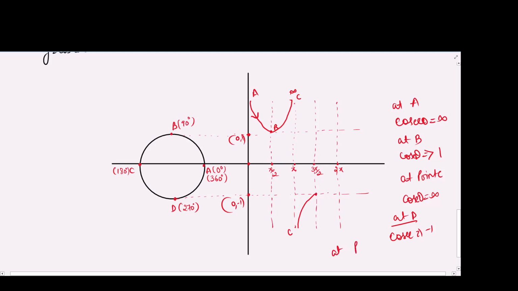At point A, cosec 2 pi is infinite. So again from D to A, the value increases to infinity. So this is a plot of cosec theta, that is 1 by sine theta.